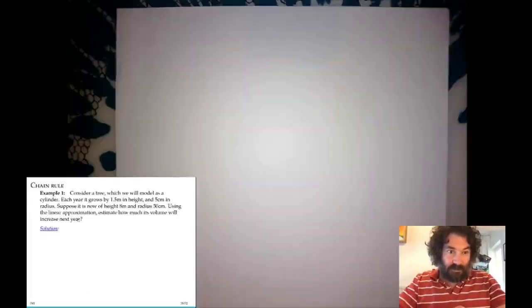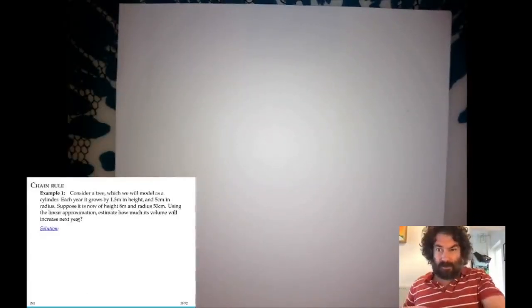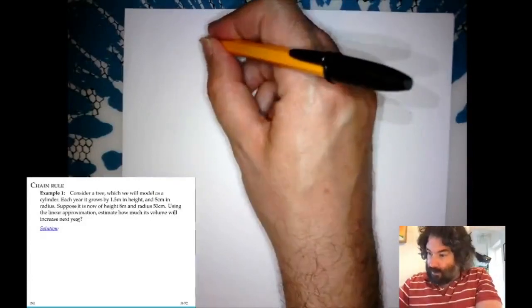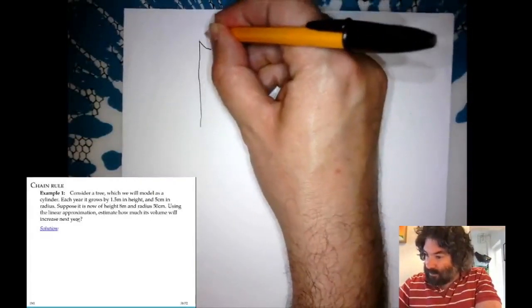So I'll do this by hand. And I've left the example up there so you can see it. So we are modeling the tree as just a cylinder, the trunk of the tree, of course.